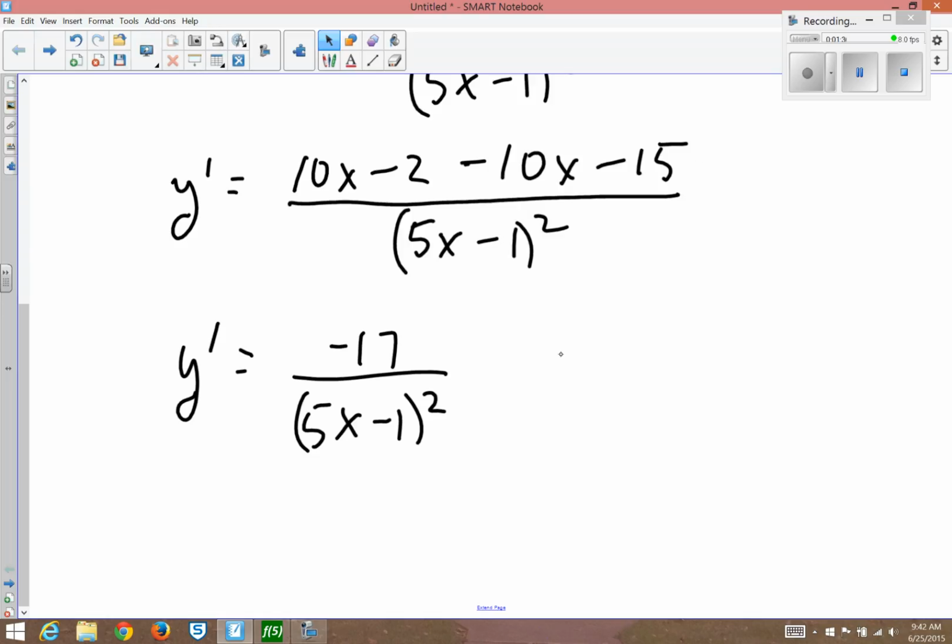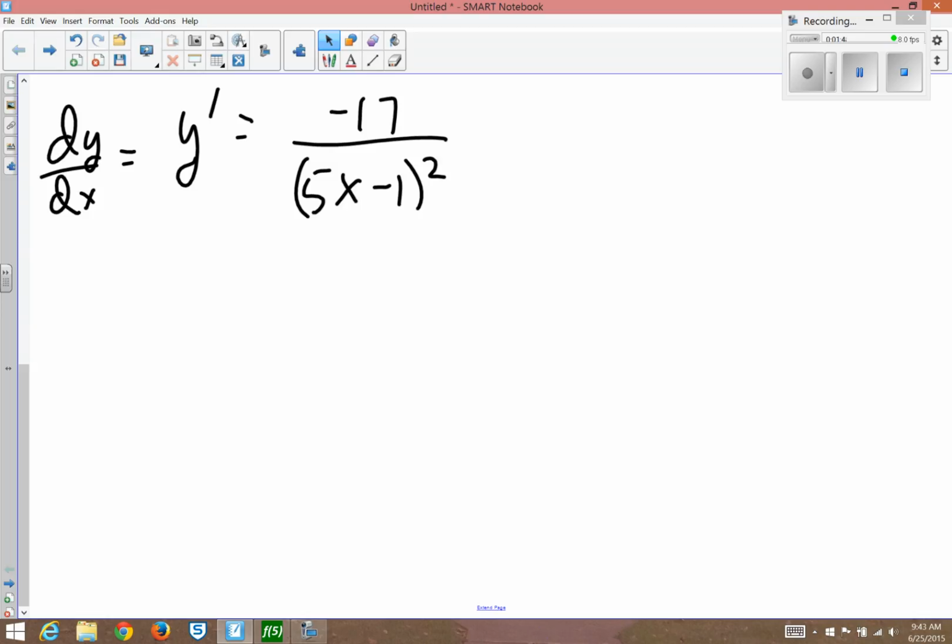That's combining like terms. Y prime could also be symbolized as the derivative of y with respect to x. The directions are to find y double prime. This is called the second derivative. It means the derivative of the derivative. It's symbolized y double prime or d squared y over d x squared. Both of these symbols mean the second derivative.